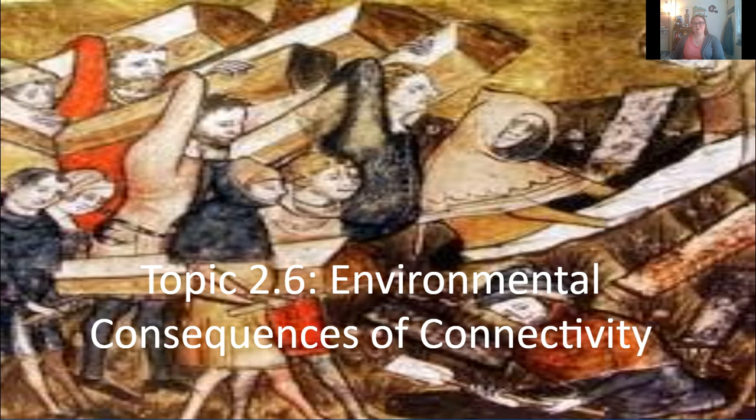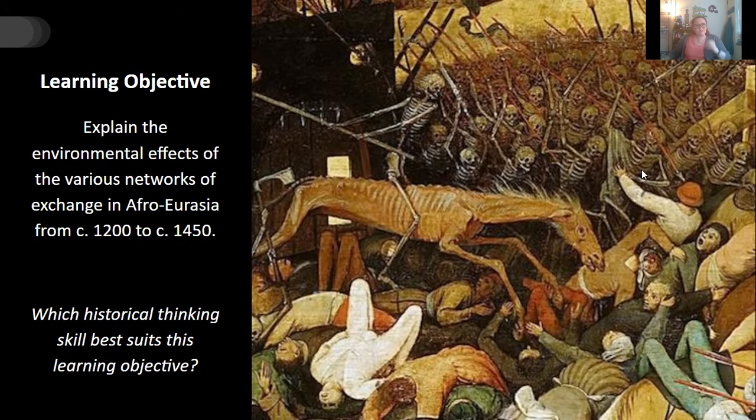Today, what we are going to be talking about is the rest of Unit 2, so this final topic, and it's on environmental consequences of connectivity. So we're looking at, through this unit, the networks of exchange for 1200 to 1450 in what I have called the known world, so Afro-Eurasia. All of this will pretty much change once we get into our next unit, but for right now, we're only going to focus on 1200 to 1450. So we are looking at just the environmental effects that these various networks had on Afro-Eurasia.